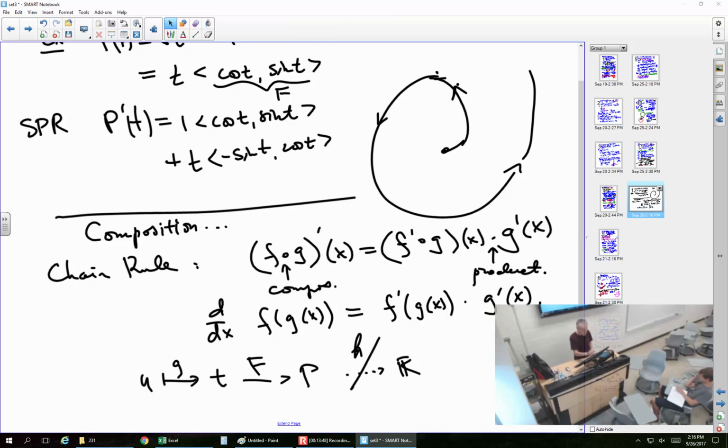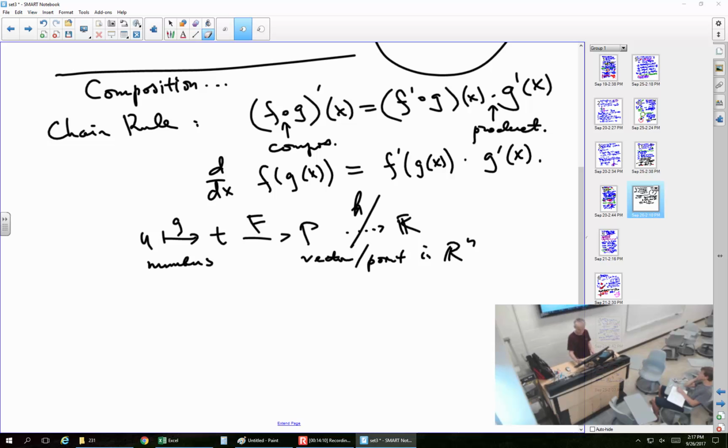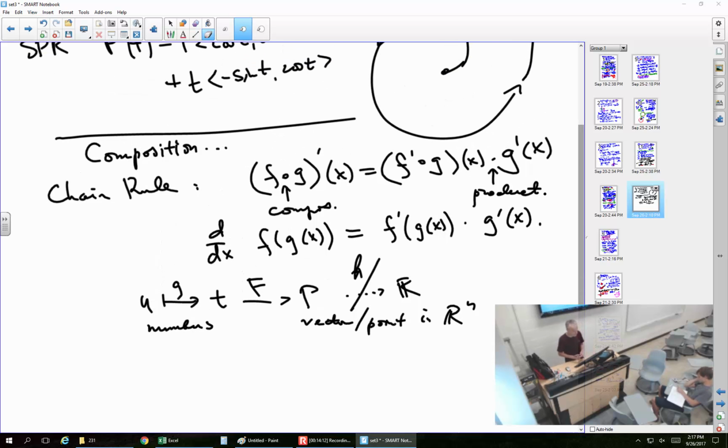Okay, so then we're left with numerical function followed by a parametric curve, and this is a vector or point in a multidimensional space. Okay, so then let's see if the formula makes sense.